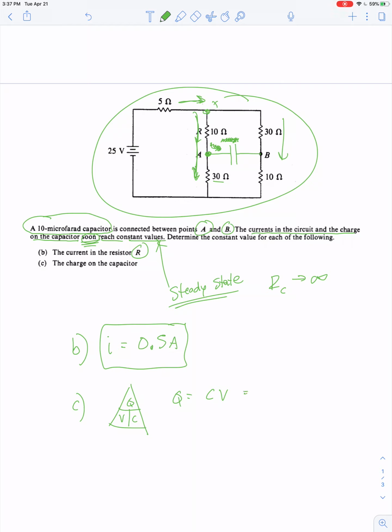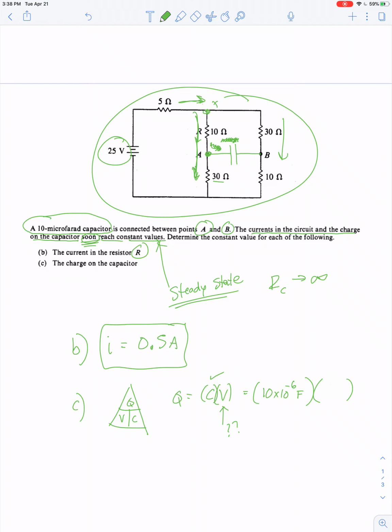Now, let me show you a mistake. 10 microfarads. 10 times 10 to the negative 6 farads. That's our capacitance. Here comes the mistake. Then I need to multiply that capacitance times a voltage. I see a voltage, 25 volts. Wrong. No.